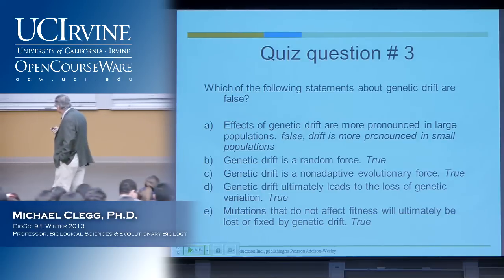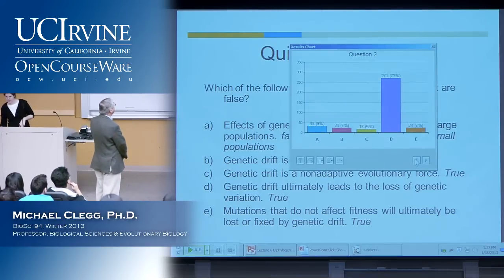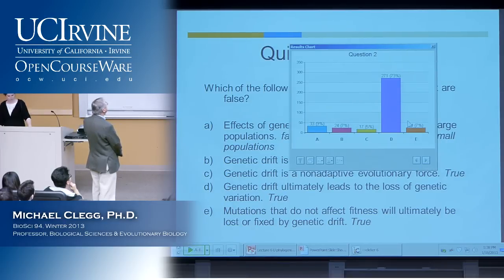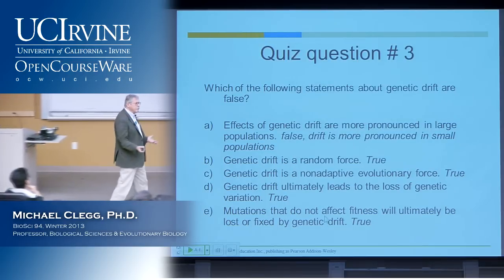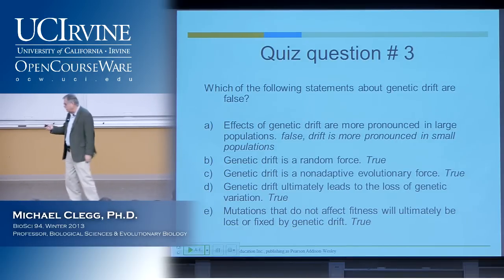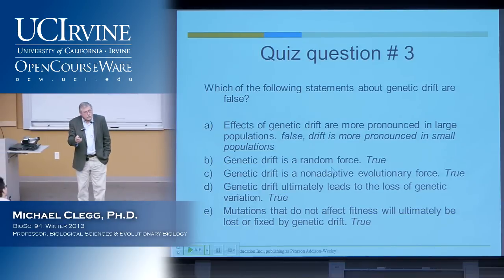I don't know if we can show the histograms of what you did. Okay. So this is for question 1, distribution, and the correct answer was E. Question 2, correct answer was D. And question 3, the correct answer was A. Okay, so we need to look at question 1. I'm kind of curious that so many of you got it wrong, but let me now move on.